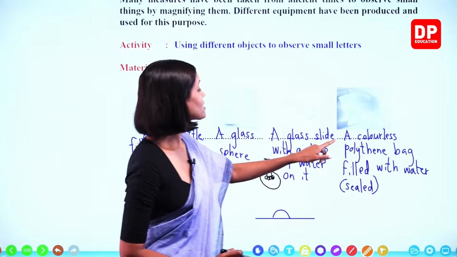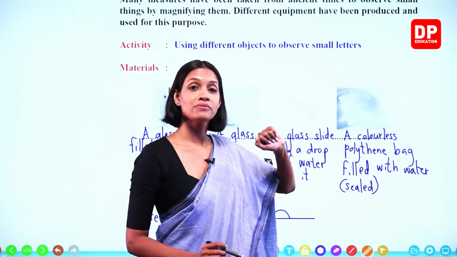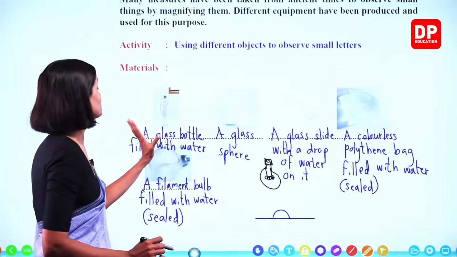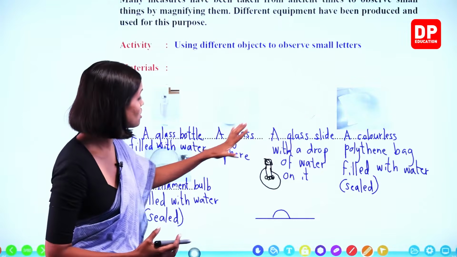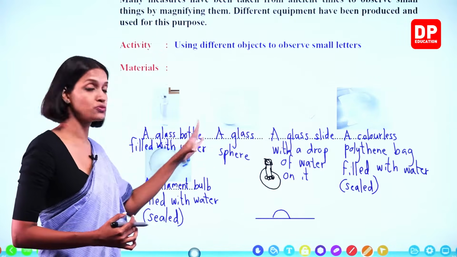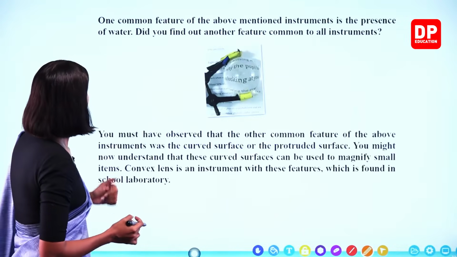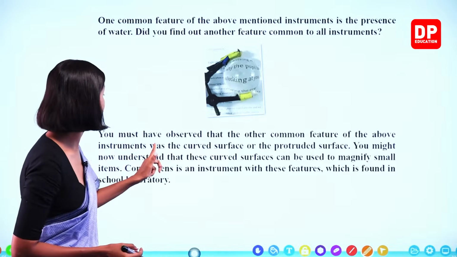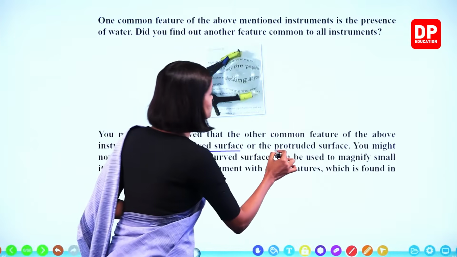Right, children? What about the colorless polythene bag filled with water? That is also, the surface is curved. And the filament bulb? The surface of the filament bulb is also a curved surface. So, the other common feature for all these objects is they contain a curved surface. This surface is curved outwards, or protruded. Okay, children? So, you must have observed that the other common feature of the above instruments was the curved surface or the protruded surface.